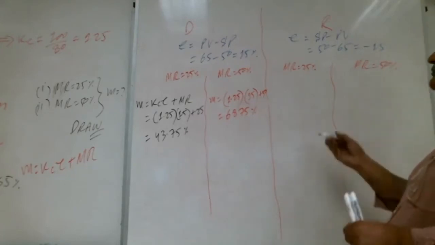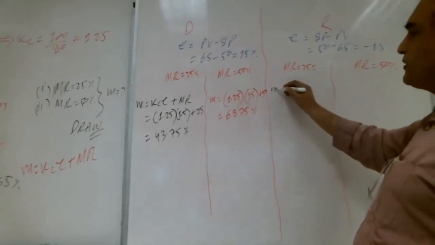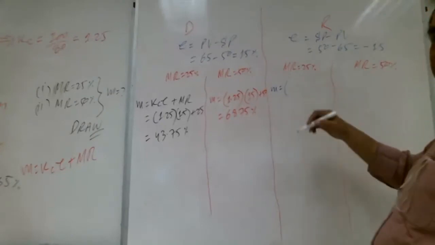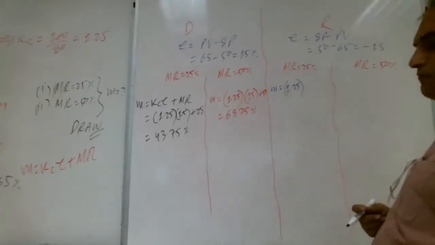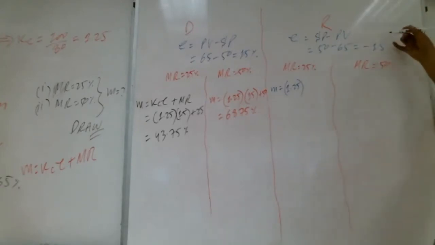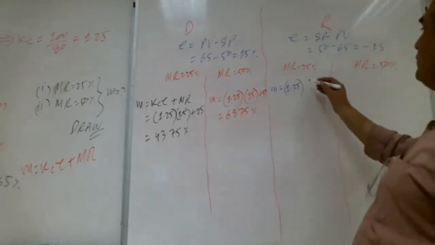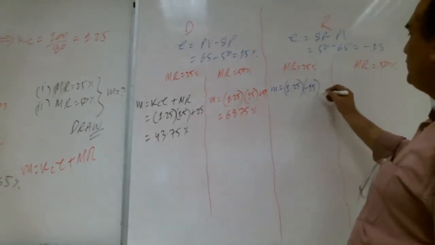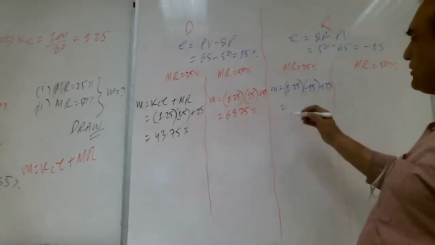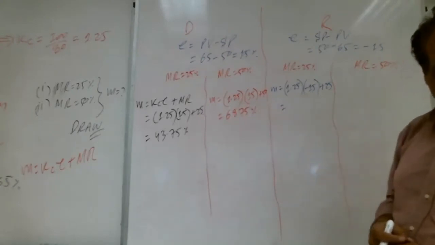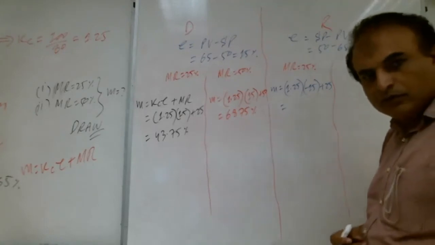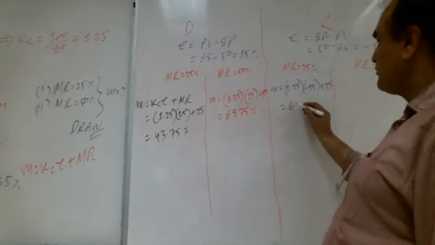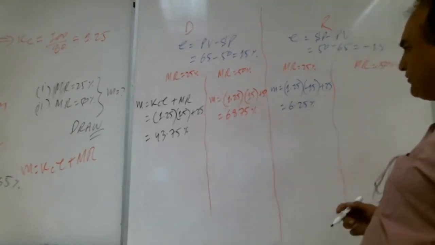Okay, Shabab. Come here. Output is equal to KC. How much KC? 1.25. What is error, Shabab? What is error? Very good. Minus 15 plus MR 25. How much, Shabab? Very good. Lot of brothers, they are writing 6.25%. Very good, Shabab.